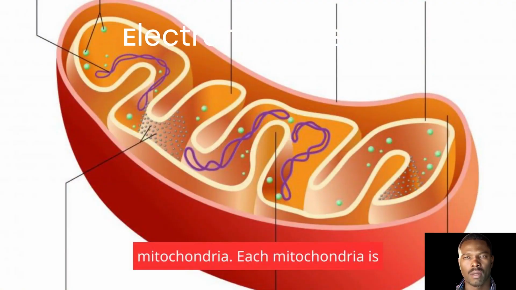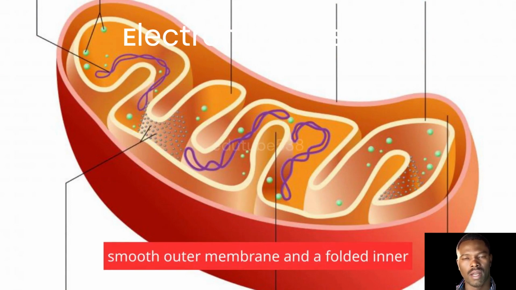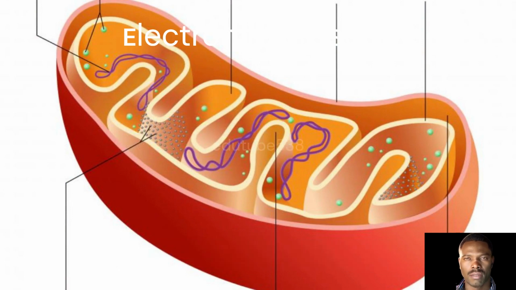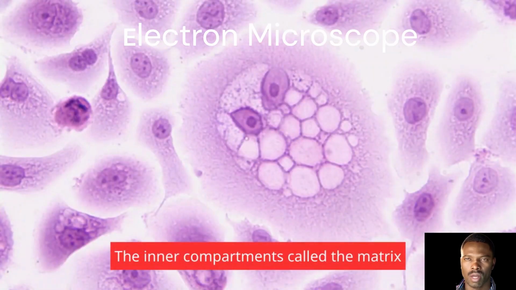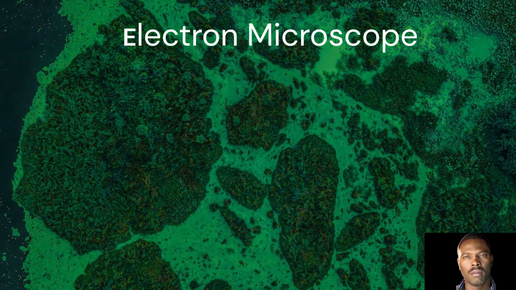Mitochondria. Each mitochondrion is a rod-shaped organelle, made up of a smooth outer membrane and a folded inner membrane. The foldings of the inner membrane are called cristae. They increase the surface area for respiration. The inner compartment is called the matrix. Mitochondria are the sites of cellular respiration where energy is produced.